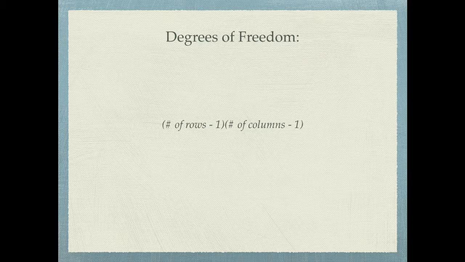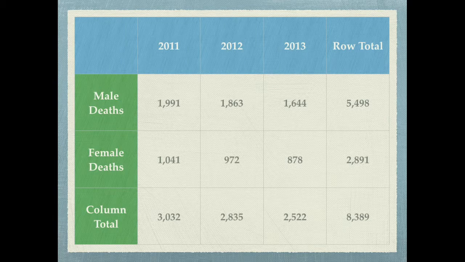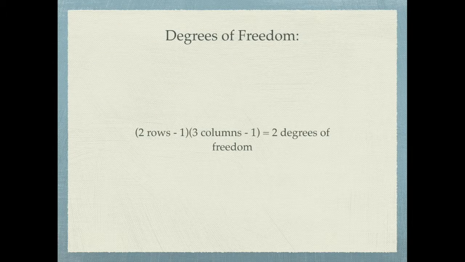The formula for degrees of freedom is the number of rows minus 1 multiplied by the number of columns minus 1. Rows and columns is referring to our original table of data. So if we go back to our table of crash deaths, we will see that there are 2 rows of data and 3 columns of data. Therefore, 2 rows minus 1 times 3 columns minus 1 is 2 degrees of freedom.